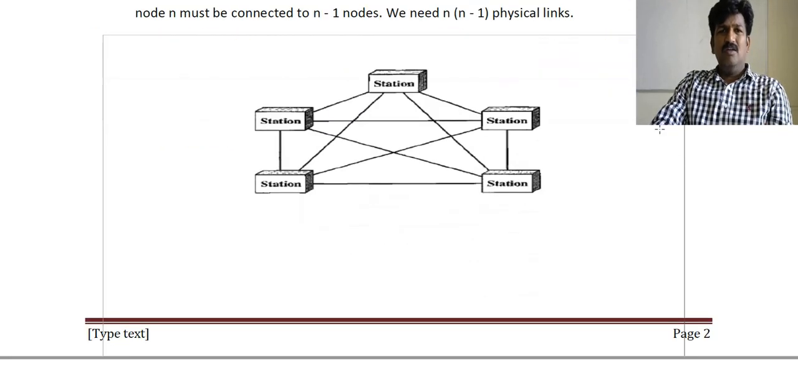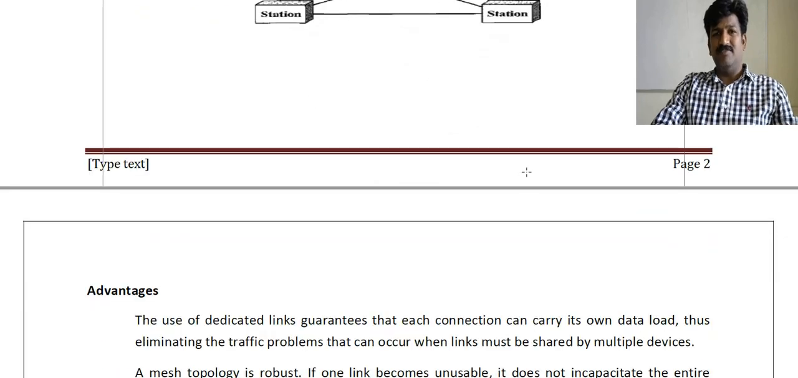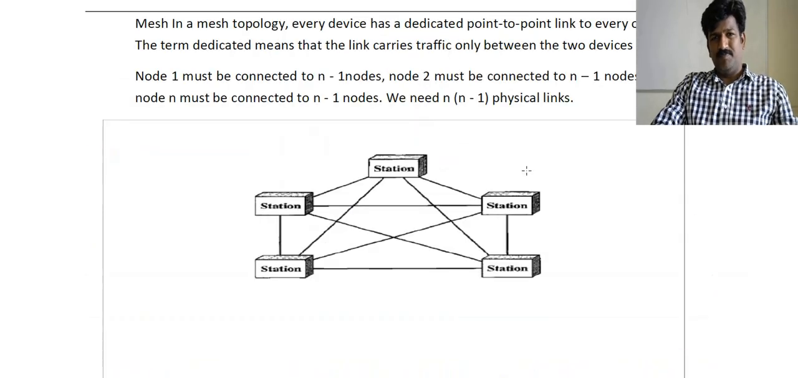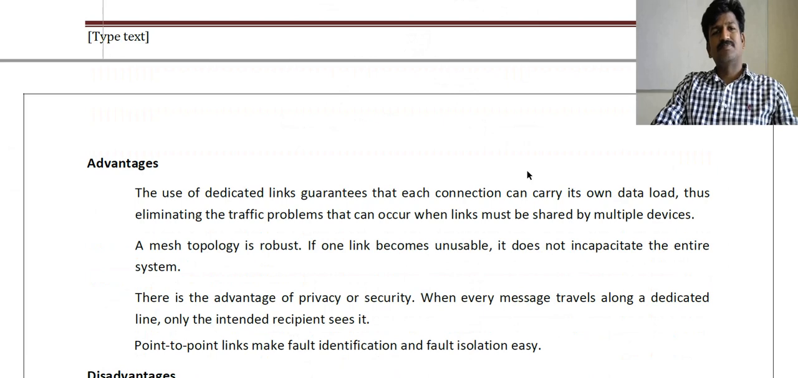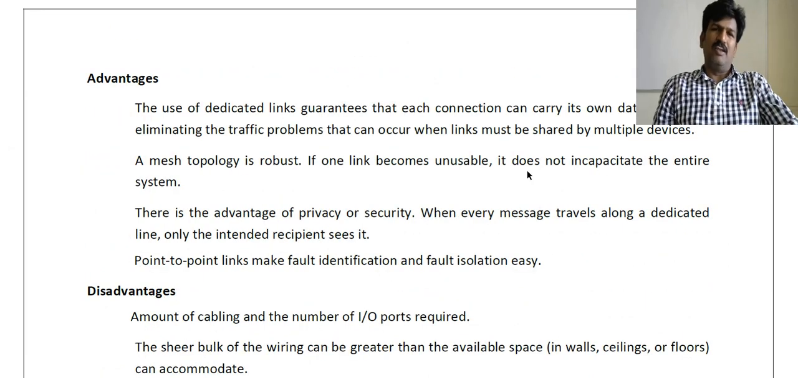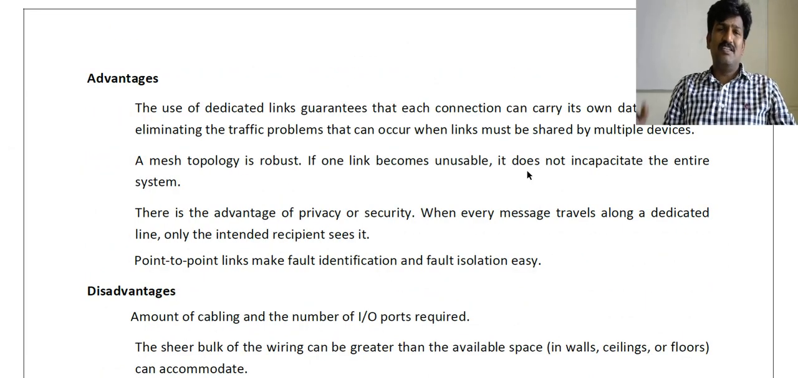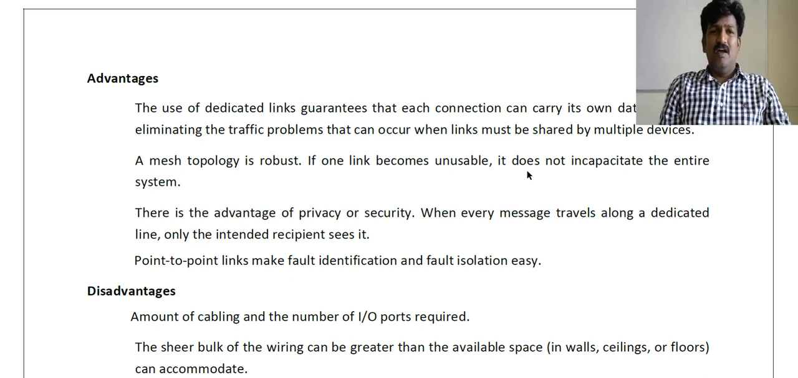Then let us look into this. Here all are having dedicated links. The station is connected to this station, which is connected to this station. All of these have dedicated links. That is the understanding of the mesh topology, right? Then what are the advantages you can have? The first advantage is that there is a dedicated link, which guarantees your data transmission between any two devices.